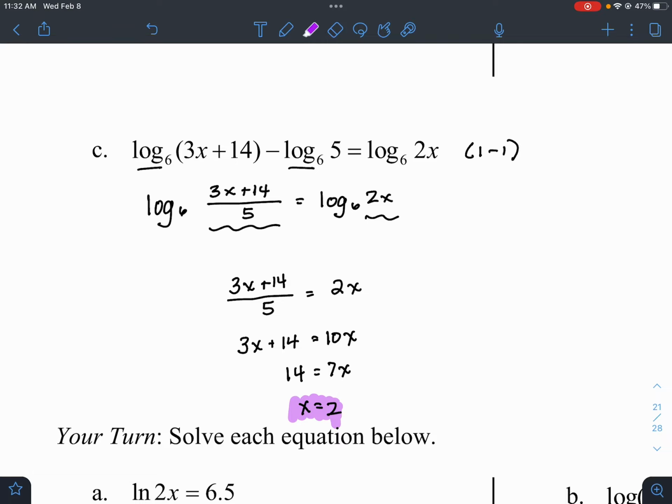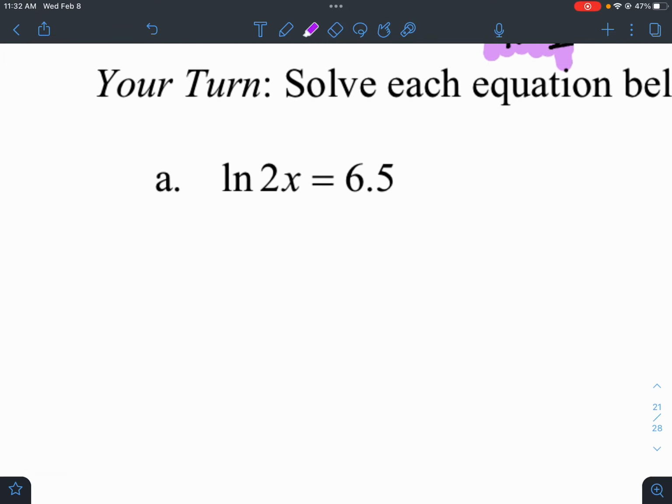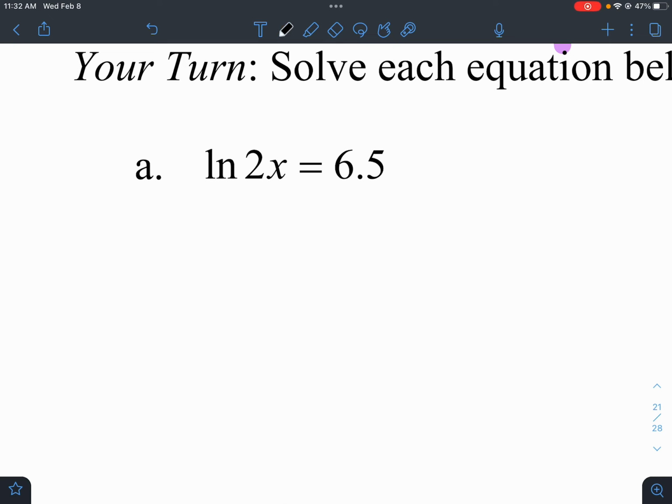All right, so at this point you can pause the video. I'm just going to write the work for each of these on how you would solve it, and then once you're finished you can come back and check.